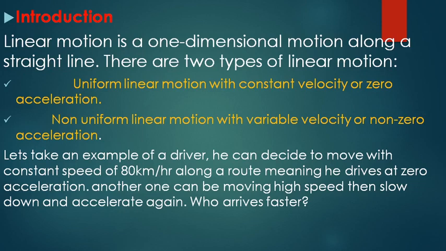And also, another type of linear motion is a motion with variable velocity, or what we call non-zero acceleration, meaning that if a car is moving at 80 kilometers per hour, after a while it increases to 120 kilometers per hour, and then reduces to 80, reduces to 40 kilometers per hour, then that car is moving at a variable velocity or non-zero acceleration.